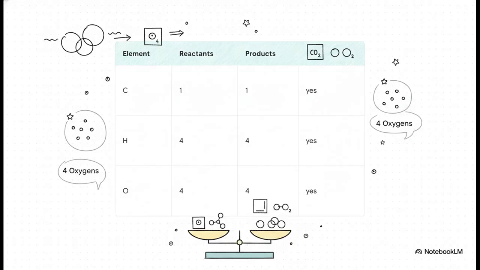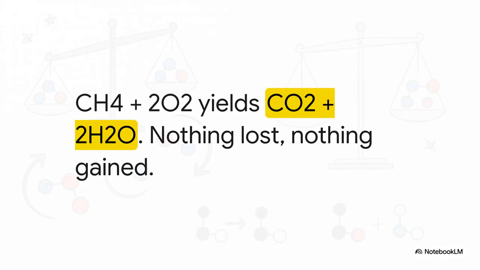To fix this final imbalance, we just drop a coefficient of 2 in front of the reactant oxygen gas, the O2. That gives us 2 times 2, or 4 oxygen atoms on the left. And suddenly, looking at our tally table, the whole shebang is flawlessly balanced. 1 carbon to 1 carbon, 4 hydrogens to 4 hydrogens, 4 oxygens to 4 oxygens. And there it is, a completely balanced equation.